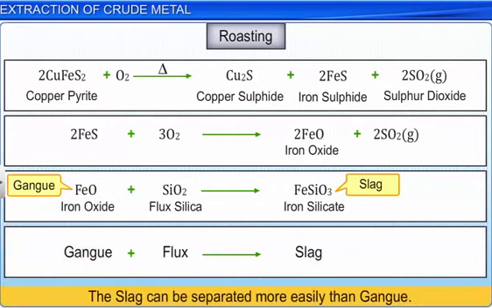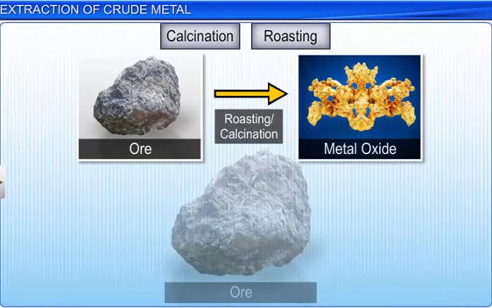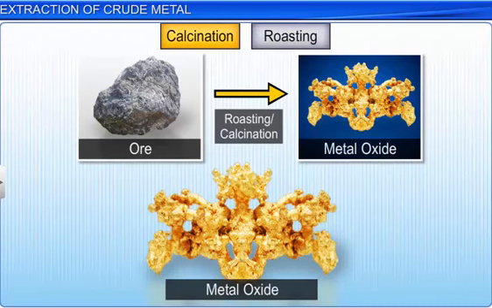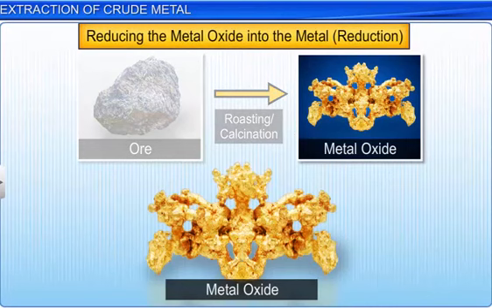Roasting or calcination converts an ore into metal oxide and makes it porous. The metal oxide is porous because the volatile impurities are expelled and the moisture is removed during roasting or calcination. Now, the metal oxide is suitable for reduction.